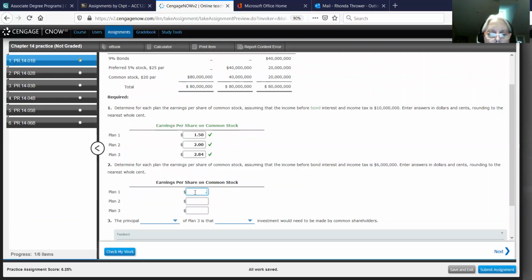And this was requirement 2. So we're really doing it the very same way that we did before. The only difference is we're starting with income before income taxes and bond interest at $6 million. Plan number 2, we're going to issue some preferred stock this time and some common stock, but no bonds, to get us $80 million.